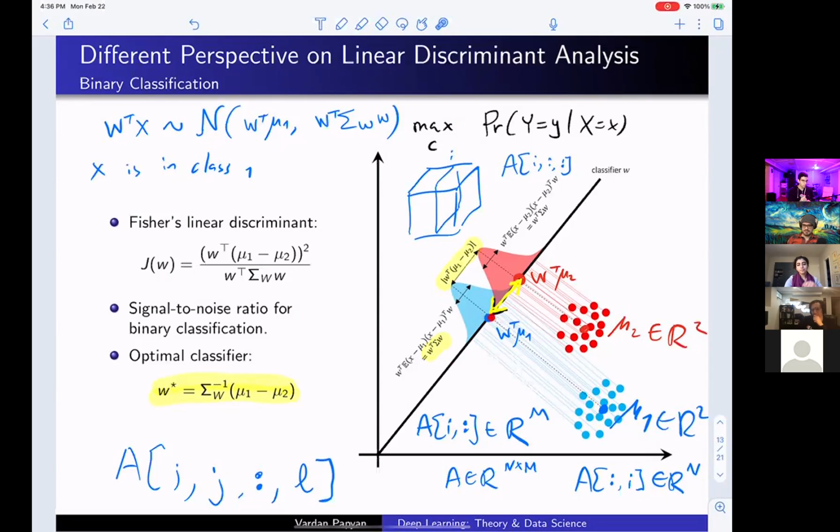So here you can see the mean, which is just W transpose times mu1, where this was mu1, right? After you project the mean onto W, the new mean is W transpose mu1, and the variance is what's written here. The variance is equal to W transpose times sigma times W. And you can do the same thing for the other class.